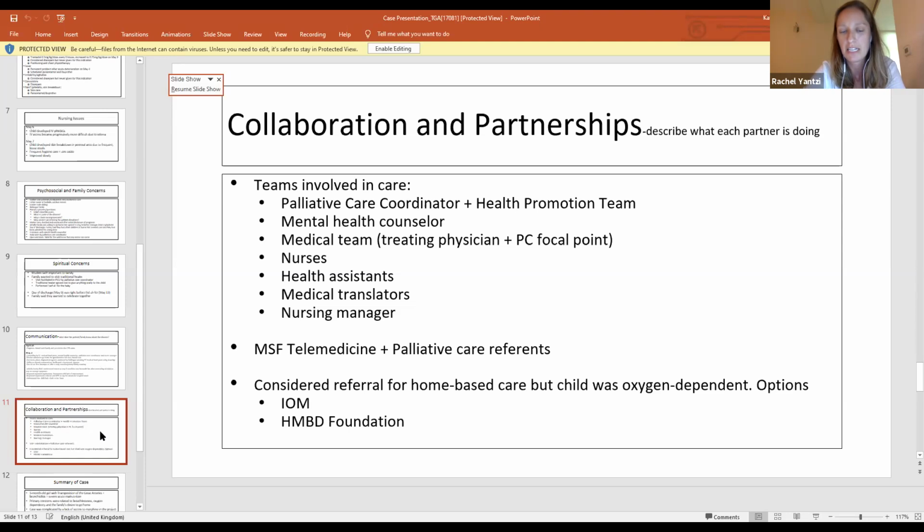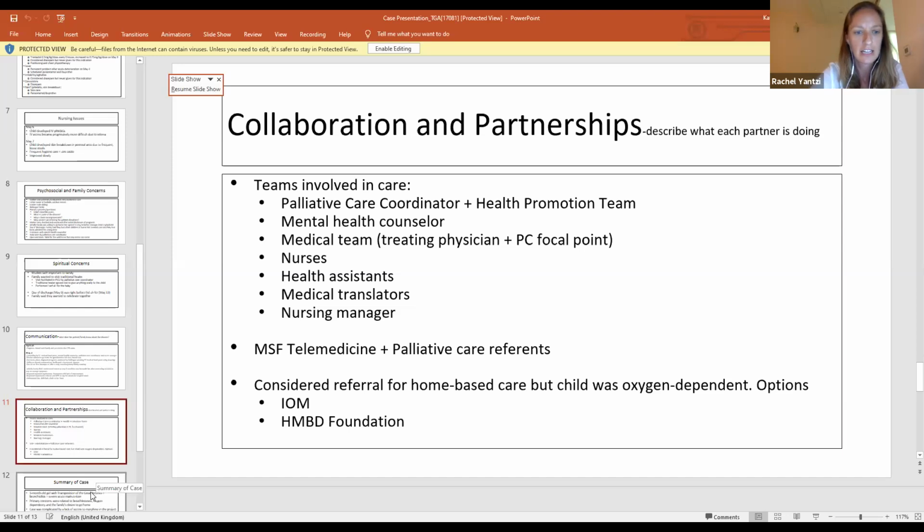The MSF telemedicine team was really valuable in confirming the diagnosis and giving recommendations, as was the palliative care reference on the telemedicine. We did consider potentially home-based care through one of the other partners in the camps, but one of the challenges was that the child was on oxygen, and so we weren't quite sure if that was an option.